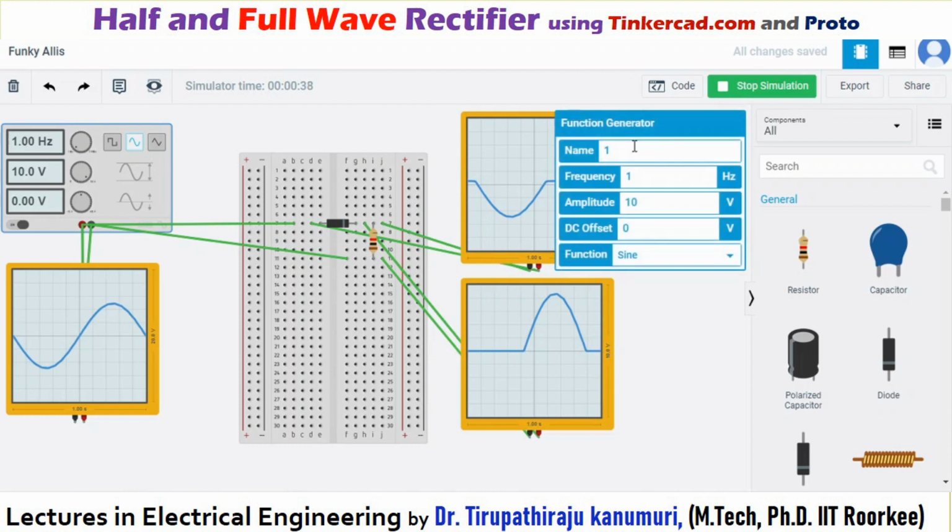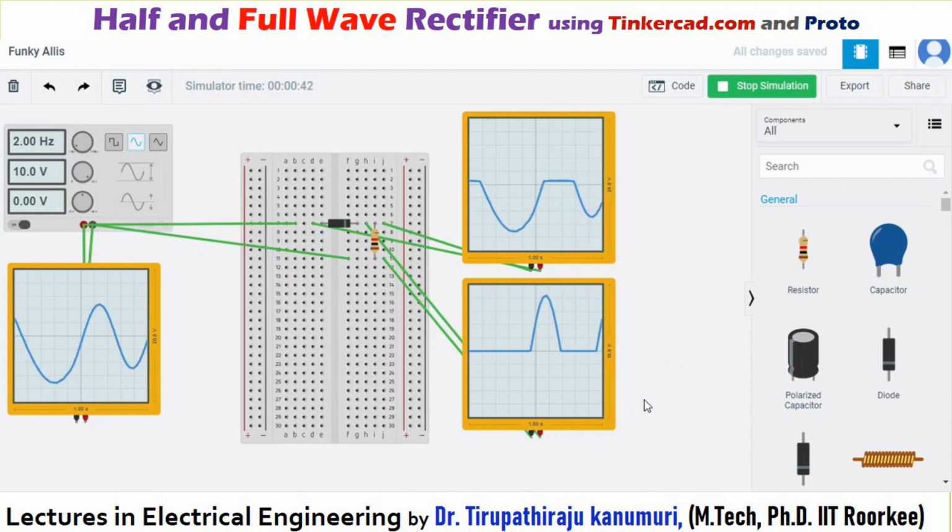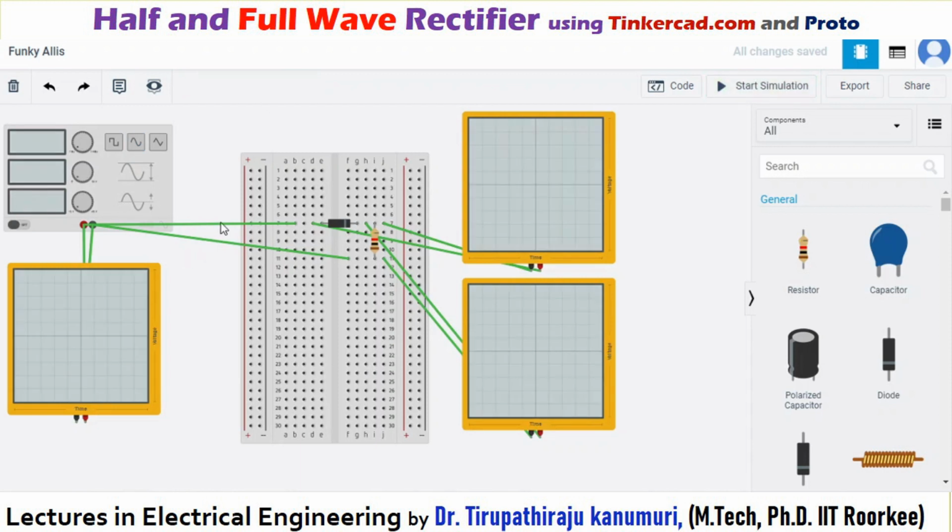I am just making this frequency 2 Hz because it is not moving. So it will start moving. You can observe this. You can see it is moving. This way it is dropping, half of the waveform only is coming. So let us go to the second case. Second case means I am connecting one more diode in series and then I can convert it into a bridge rectifier. For that I am just stopping the simulation.